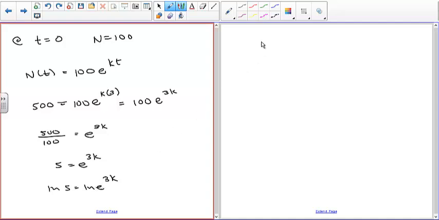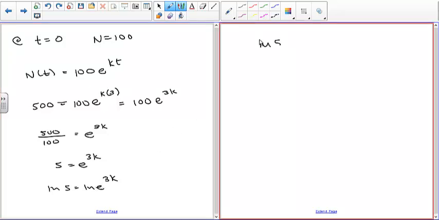So the left-hand side still stays the same. What we can do is bring out the exponent and leave it to that. But the natural log of e is 1, so that becomes 1. So we'll find out that k is equal to the natural log of 5 divided by 3. So we can use a calculator for that.